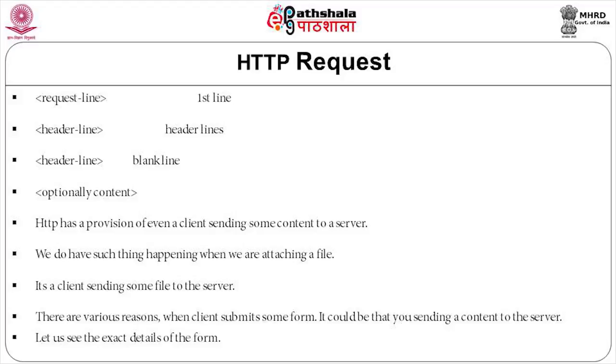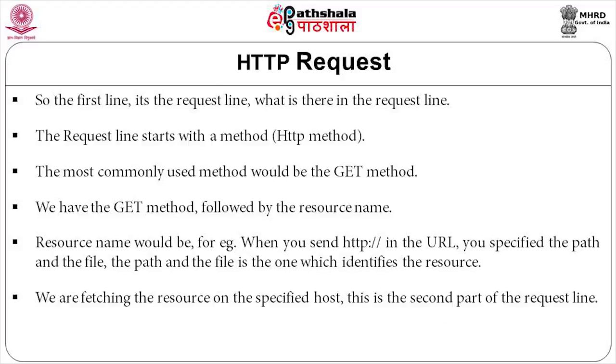So first line is a request line. What is there in the request line? The request line would normally start with a method. For example, the most commonly used method would be the GET method. We have a GET method followed by the resource which you want. The resource name would be, for example, when you said http:// in the URL, you specified a path and the file. That path and file is the resource you are fetching on the specified host. So that's the second part.